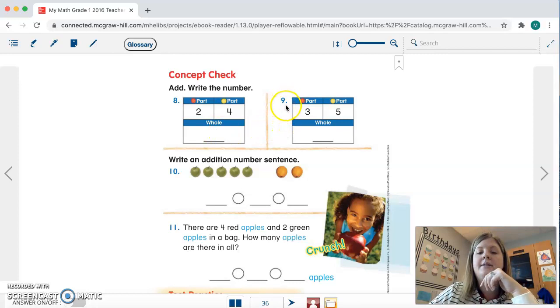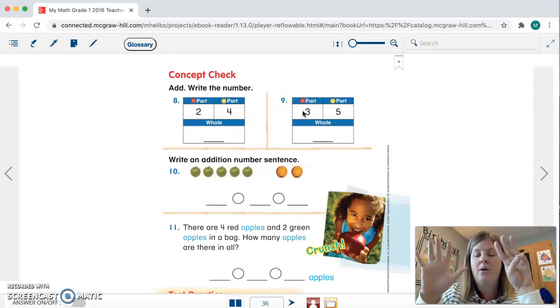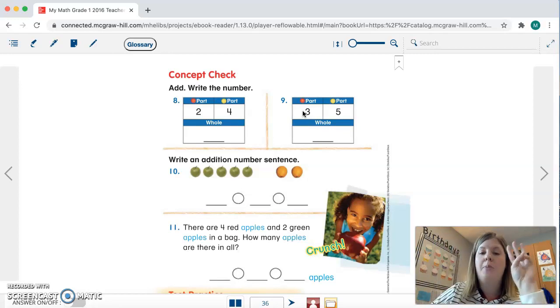Number 9 says, you have 3 red and 5 yellow. What is your whole? So your part is 3, your other part is 5. What is your whole? Write it on that line.